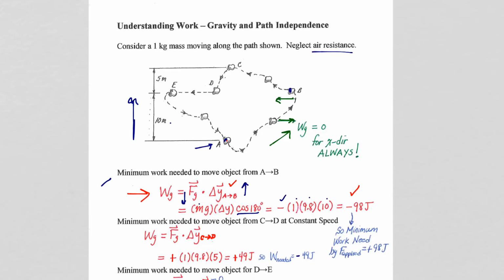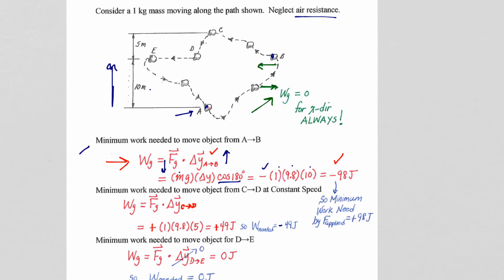So that means the minimum work needed from you, a force applied, is going to be positive 98 joules. So you can see where even if you're looking for the work done by an external force, sometimes we have to focus on the other forces in the problem and then just realize that the minimum work needed would be able to match the energy taken out by the other force.